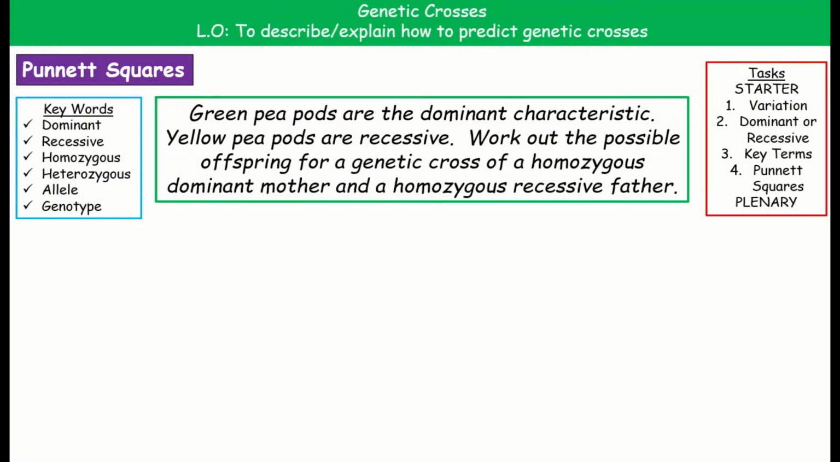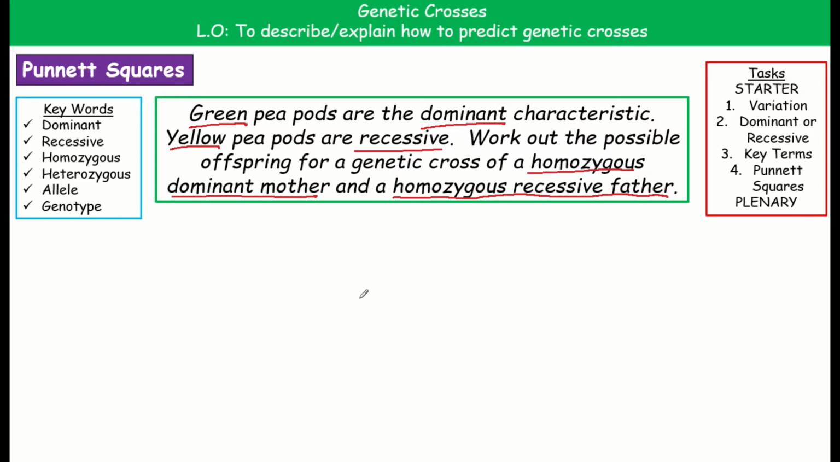So let's have a look at this question then. Green pea pods are dominant. So that's our first key bit of information, is that green is dominant, and then we've got yellow as recessive. Work out the possible offspring for a genetic cross of a homozygous dominant mother and a homozygous recessive father.